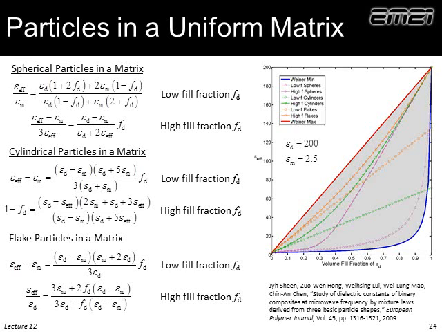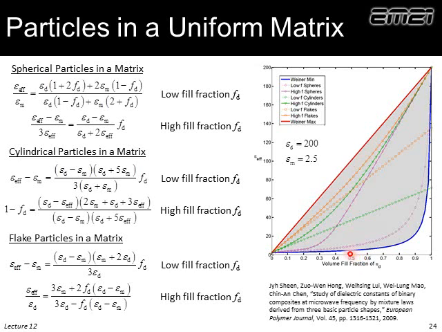So the reference I have at the lower right here provides mixing rules. So in other words, we mix two things, what do we get? It provides mixing rules, but it differentiates between the particle shape, spherical, cylindrical, or flake, and also between low fill fraction and high fill fraction. Remember, the low fill fraction is where the particles are so far apart they're not interacting, whereas when we go to a high fill fraction, the particles are close enough, they're perturbing each other's fields, and we get even a greater, more enhanced effect.